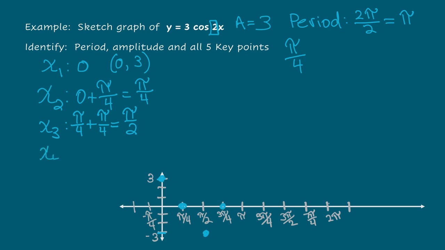So my fourth key point, I don't even need to do that arithmetic, is going to be 3 pi over 4. I can see it on my graph that that's what it's going to be. And the fifth point is the end of this cycle. It ends at pi. That's the period. That's where I should end, and it should end up here at 3.